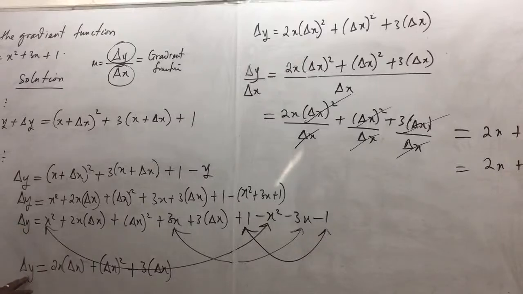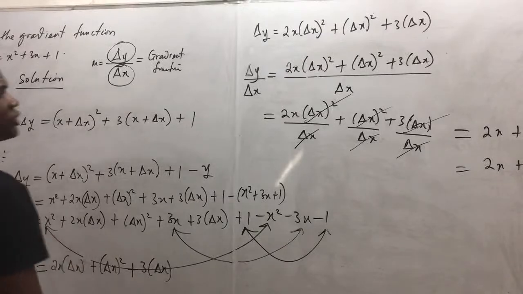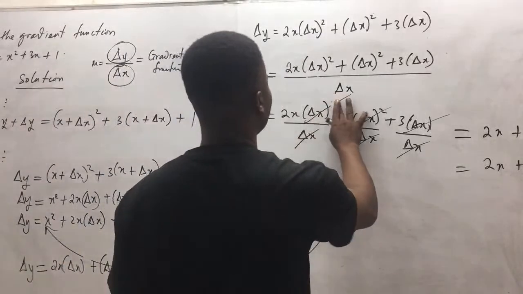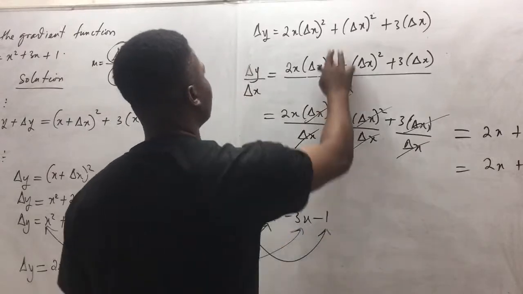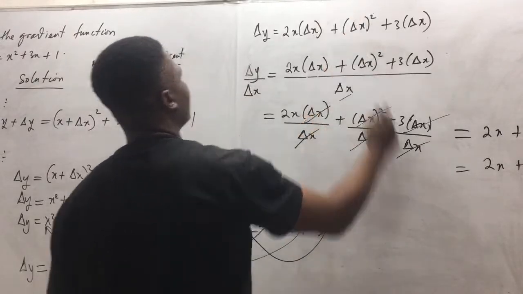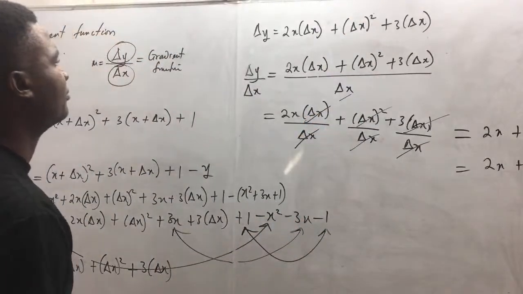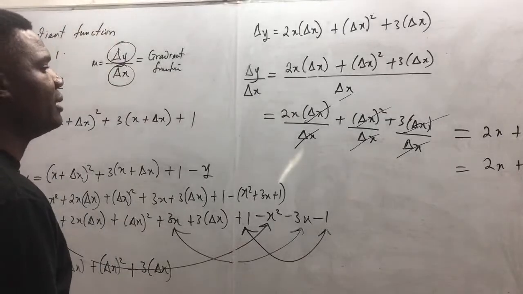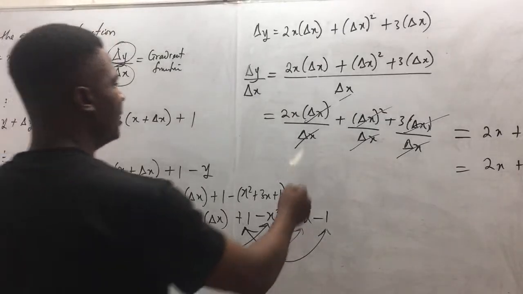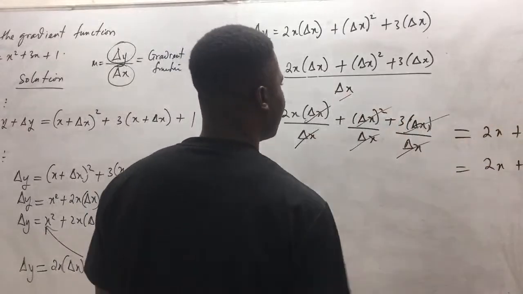Okay. 2x change in x squared. That's what 2x change in x squared. We are not supposed to have a square here. Yes. So thanks. I believe we are okay. Yes, we are. So this cancels, and that's what we are left with.